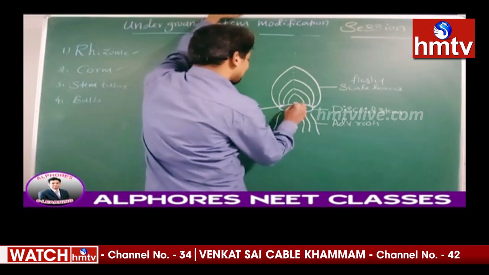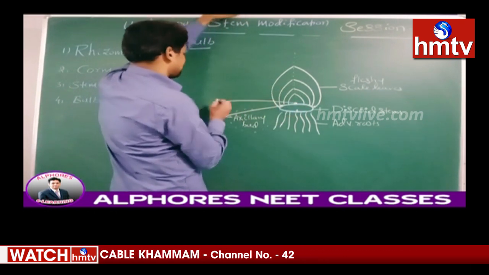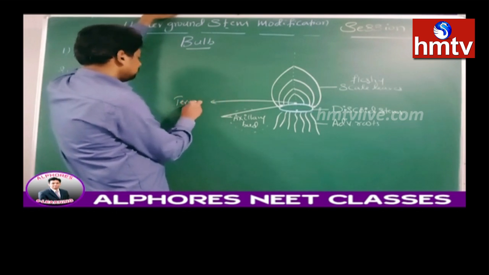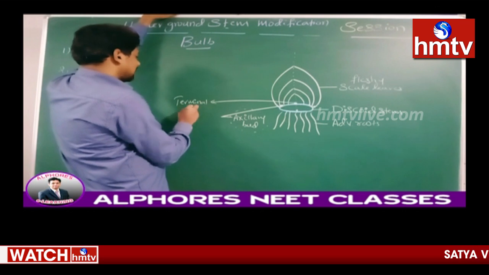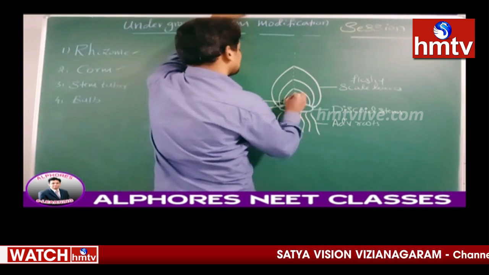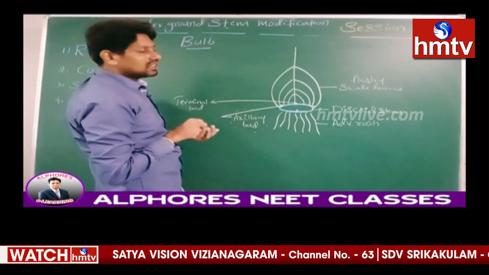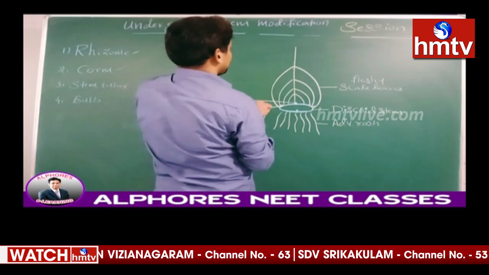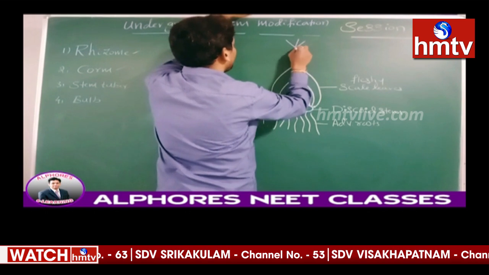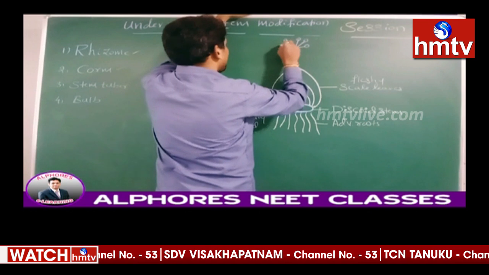Sir, this is the terminal bud. What is this bud? Terminal bud. This terminal bud develops into an aerial shoot. Terminal bud develops into what? Aerial shoot. This aerial shoot contains a group of flowers. This aerial shoot is having a group of flowers.